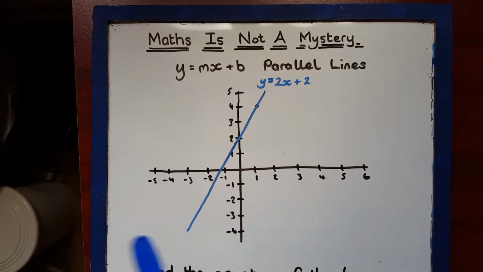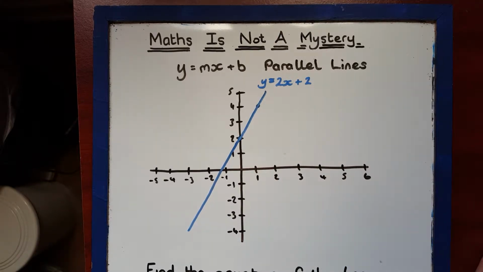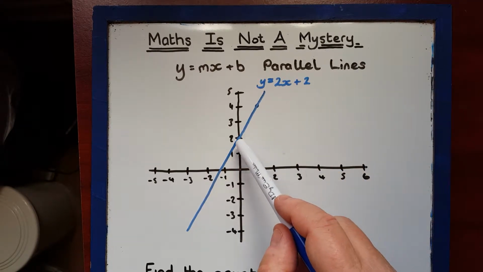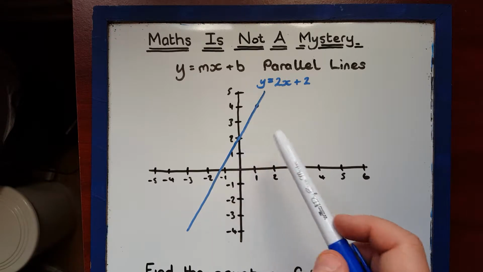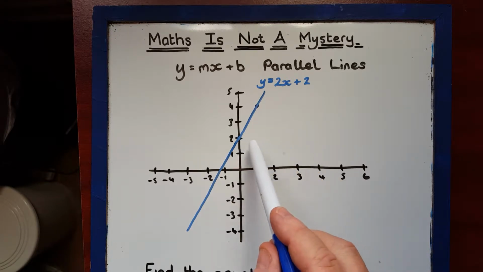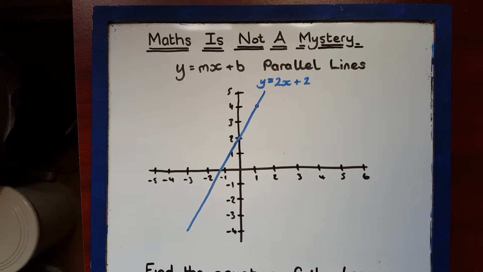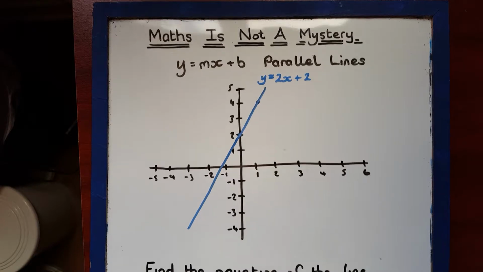Now, there's a graph, and the graph is the graph of y equals 2x plus 2. You can see how that works, can't you? The plus 2 there is the y-intercept at 2. And the 2x is the gradient, which is 1 along and 2 up. So I've sort of done it as closely as I can without actually measuring it on there. And now we're going to look at the question.